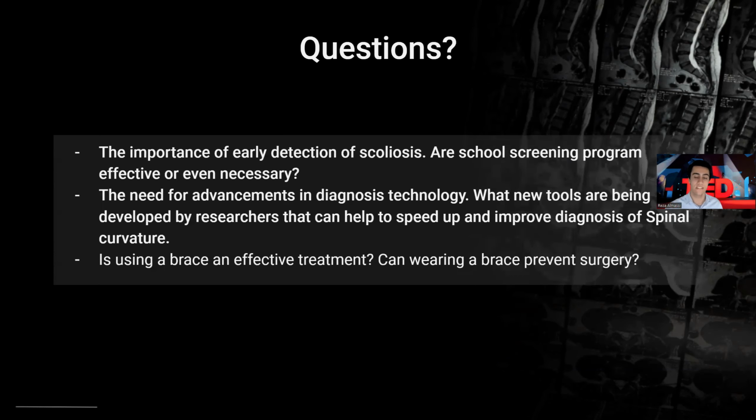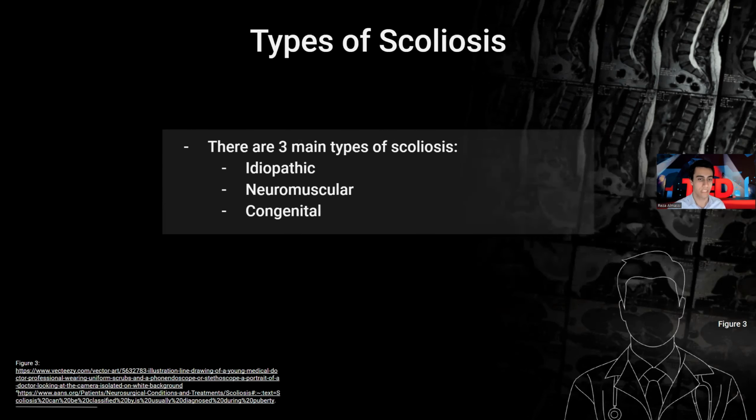Before I start explaining the different types of scoliosis, I want to present a list of questions that will appear throughout the slides. Hopefully these questions will make more sense as we go. Each question will pop up when a relevant topic is being presented. There are 3 main types of scoliosis: idiopathic, neuromuscular, and congenital.